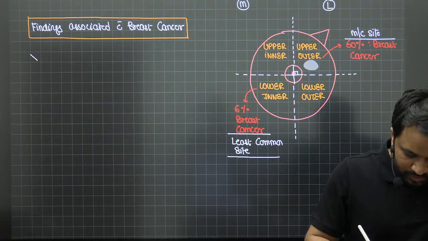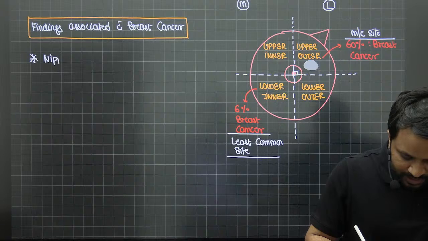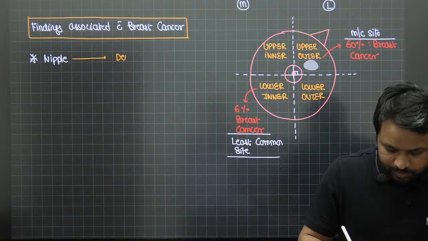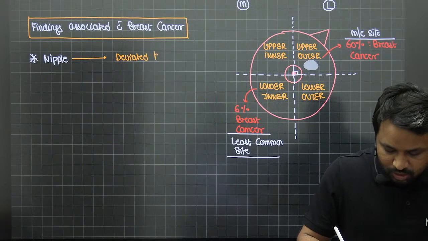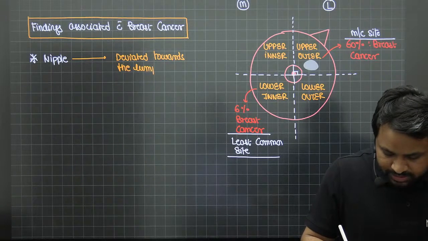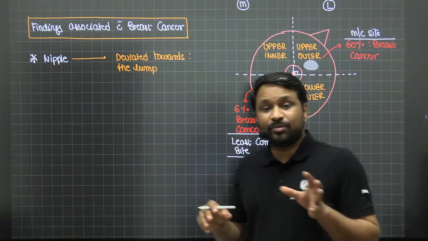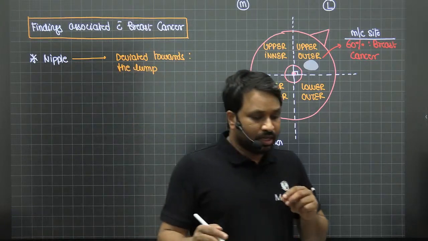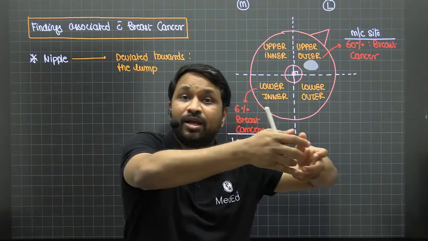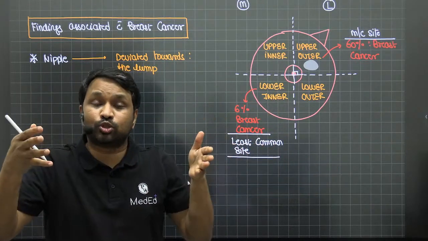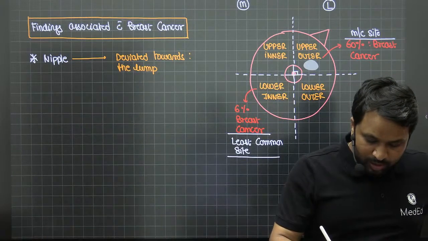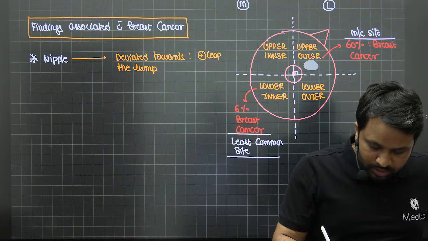The first finding always starts from the center to the periphery. So what are the findings that you will see on the nipple that will tell you that it is breast cancer? Number one, you will find the nipple is going to be deviated towards the lump. Now why is the nipple deviating towards the lump? There are two reasons. Number one, as you know, all the Cooper's ligaments are going to merge at the nipple areolar complex. So when the tumor infiltrates, the Cooper's ligaments are drawn towards the tumor, and those Cooper's ligaments are attached to the nipple. So obviously the nipple will also be drawn towards the lump. So number one, it is because of involvement of Cooper's ligament.